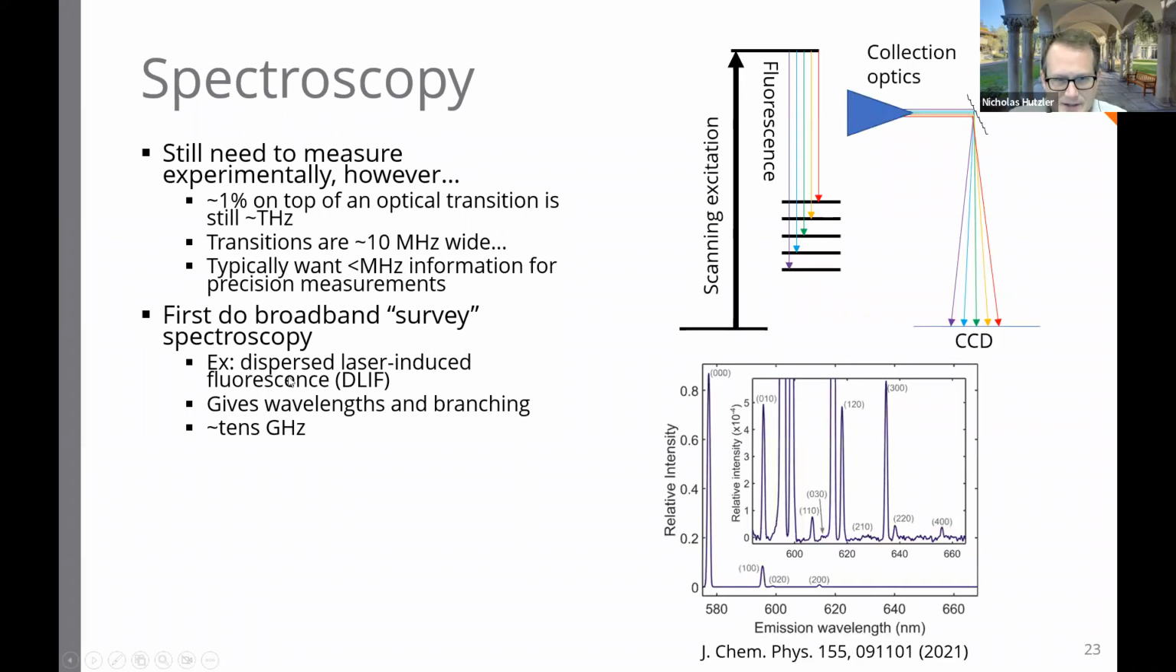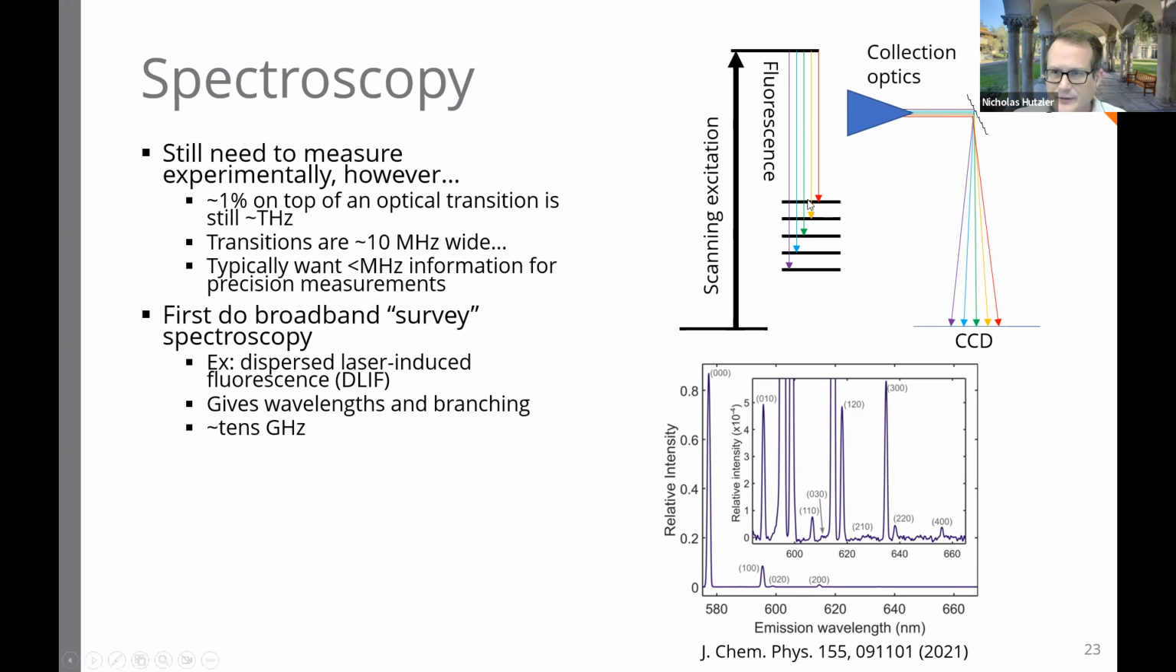A common technique is called dispersed laser induced fluorescence, or DLIF. The idea is you have a scanning excitation, meaning a laser, and you scan your laser over a very wide range. Every time you hit a resonance, it could be a broad laser, by the way. In fact, it's nice if it's a broad laser so that you can cover more area faster. Every time you hit a resonance in the molecule, you'll get scattering, and so you'll know there's a transition there.